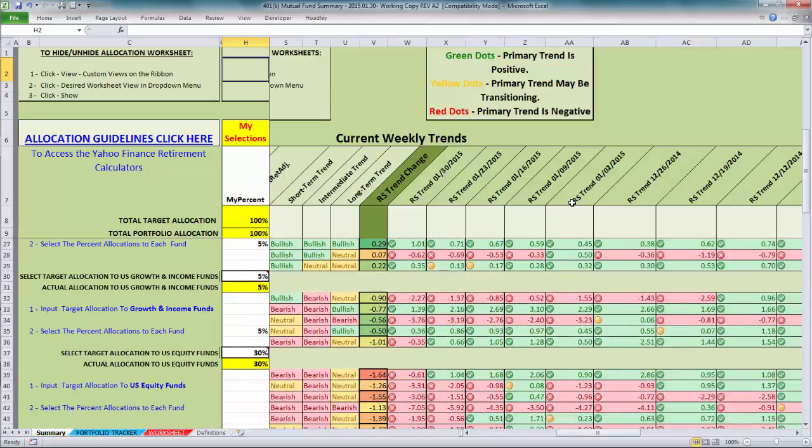Next, let's go down to our growth and income funds. You'll see we have a 5% allocation. It again shows that there's a green light to the left, a bullish green light to the right, and again, this one's highlighted in green, so it means it's been one of the stronger performing funds week over week.